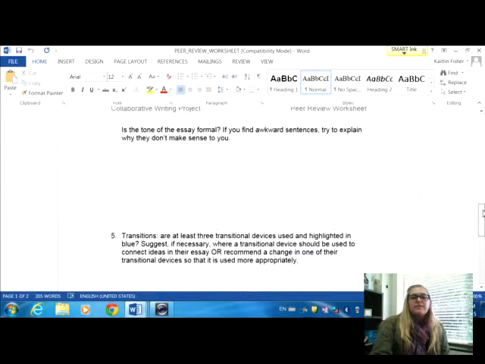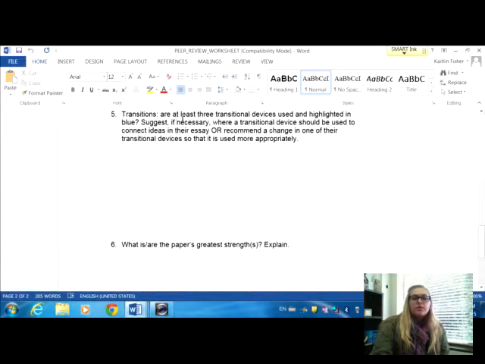Is the tone of the essay formal? Did you find any awkward sentences? Did they have any abbreviations or anything that you need to fix? All that jazz. Number 5, are there at least 3 transitional devices used and highlighted in blue? If they're not, please remind them to highlight them, and also suggest where a transitional device should be used to connect ideas in their essays, or recommend a change in one of their transitional devices.